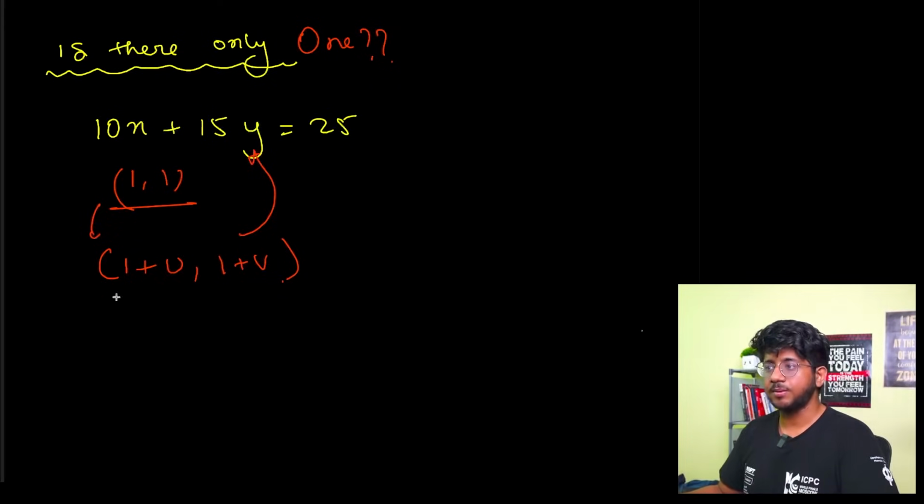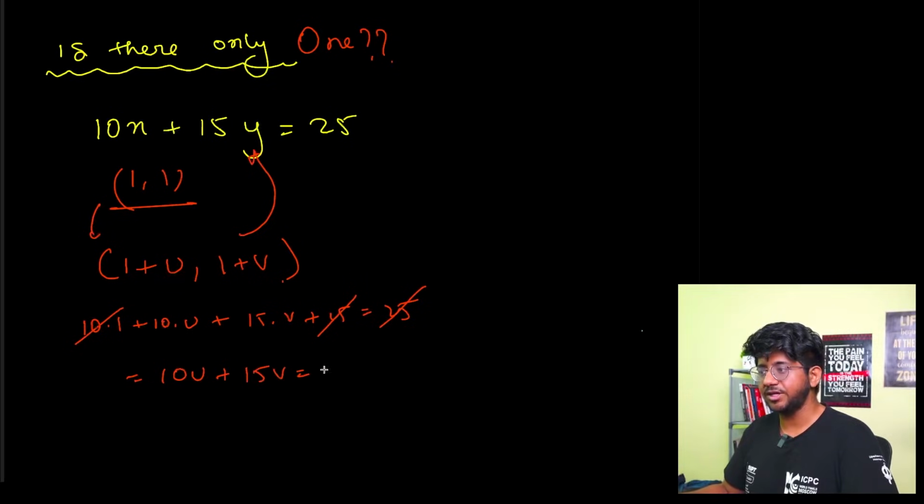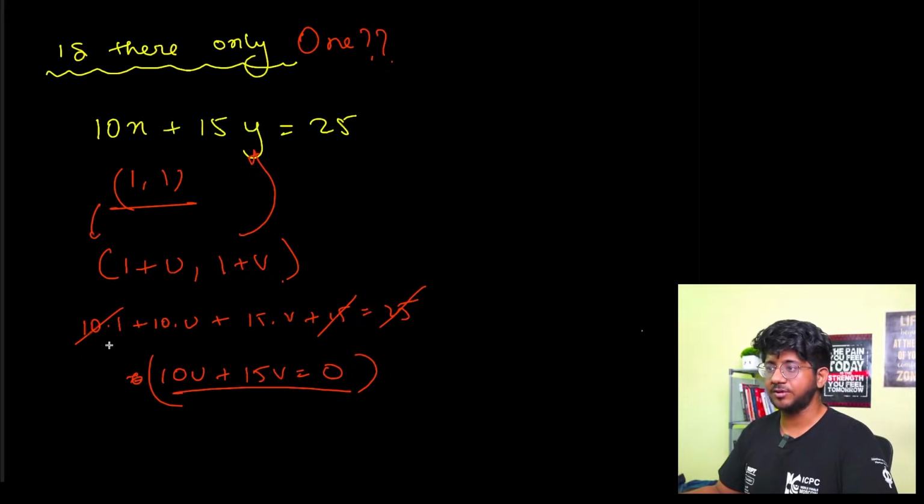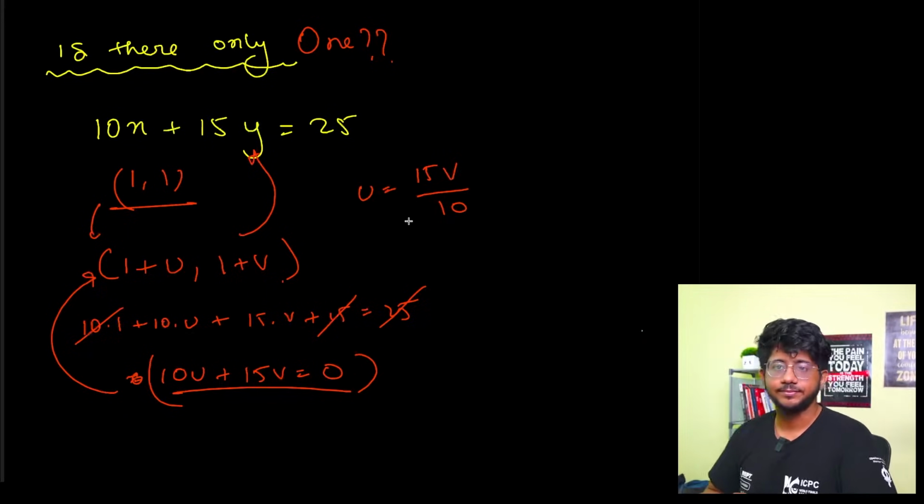So if you plug this back, you will get 10 times 1 plus 10 times u plus 15 times v plus 15 equal to 25. Obviously the constant terms get cancelled off, and you will get 10u plus 15v equal to 0. Any u comma v that satisfies this equation equal to 0 will be a general solution, right? How do you find the general format for that? Simply write it in terms of one variable: u equal to 15 times v by 10. Now u has to be an integer.